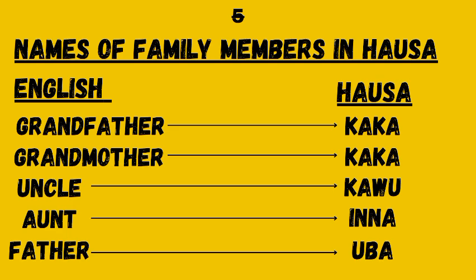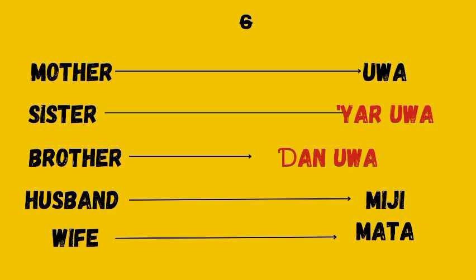Aunt, inna. Father, uba. Mother, uwa. As you can see, father in Hausa language is uba, while mother is uwa. And we said U in Hausa is pronounced as u.